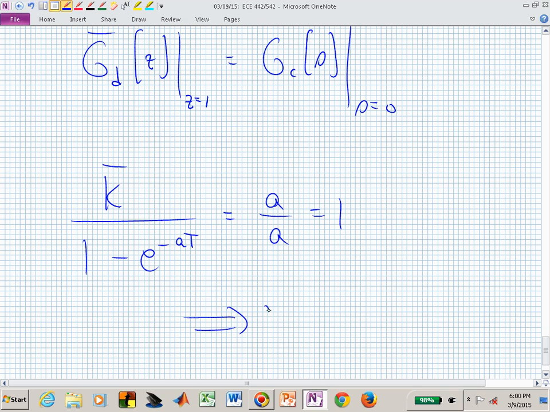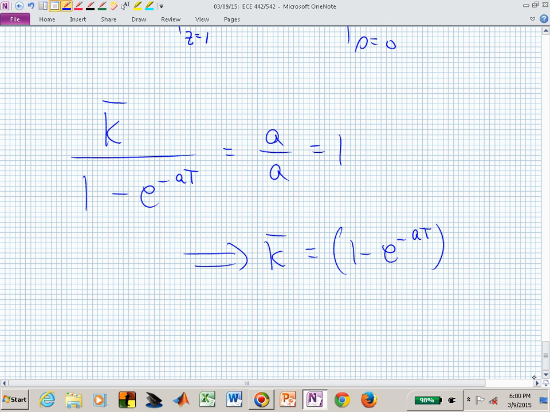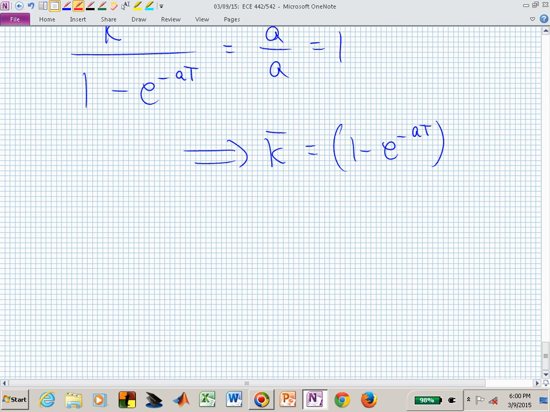And this now allows us to conclude that k bar is 1 minus e to the minus at. Our discrete time transfer function is now 1 minus e to the minus at, times 1 over z minus e to the minus at.